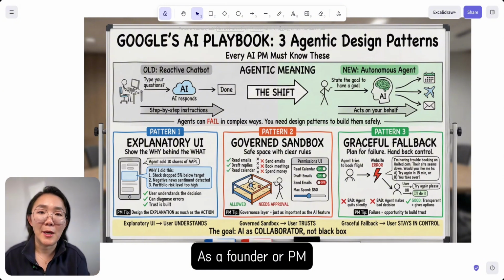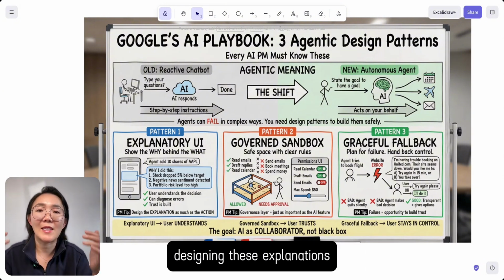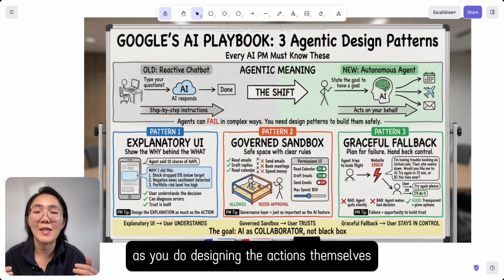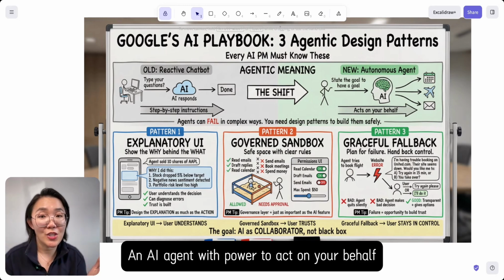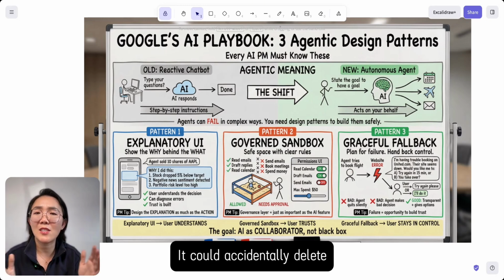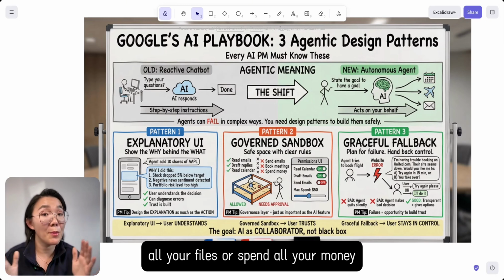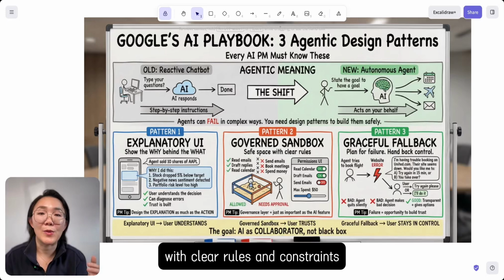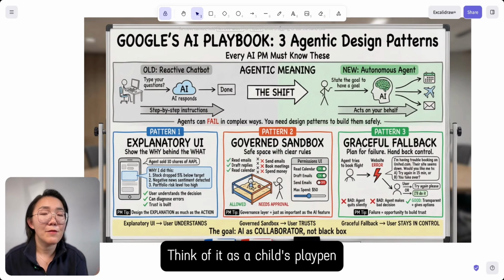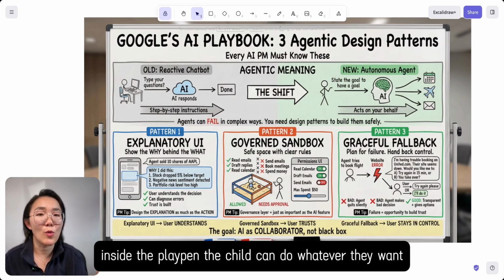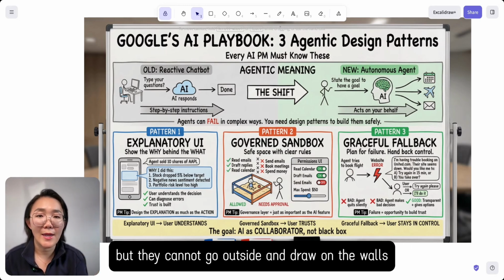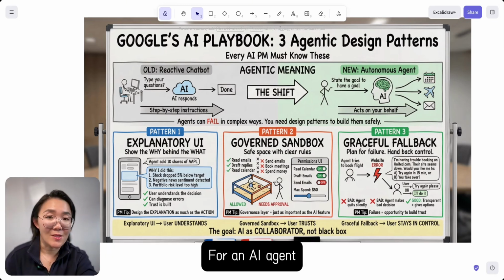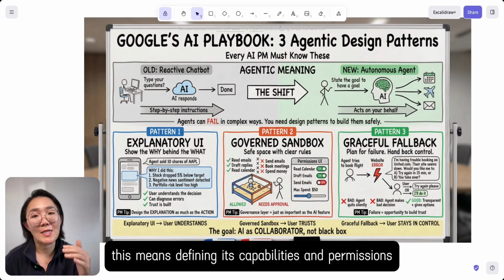As a founder or PM, you should be spending as much time designing these explanations as you do designing the actions themselves. An AI agent with the power to act on your behalf is also very dangerous. It could accidentally delete all your files or spend all your money. The governed sandbox pattern is about giving the agent a safe space to operate with clear rules and constraints. Think of it as a child's playpen. Inside the playpen, the child can do whatever they want, but they cannot go outside and draw on the walls. For an AI agent, this means defining its capabilities and permissions.